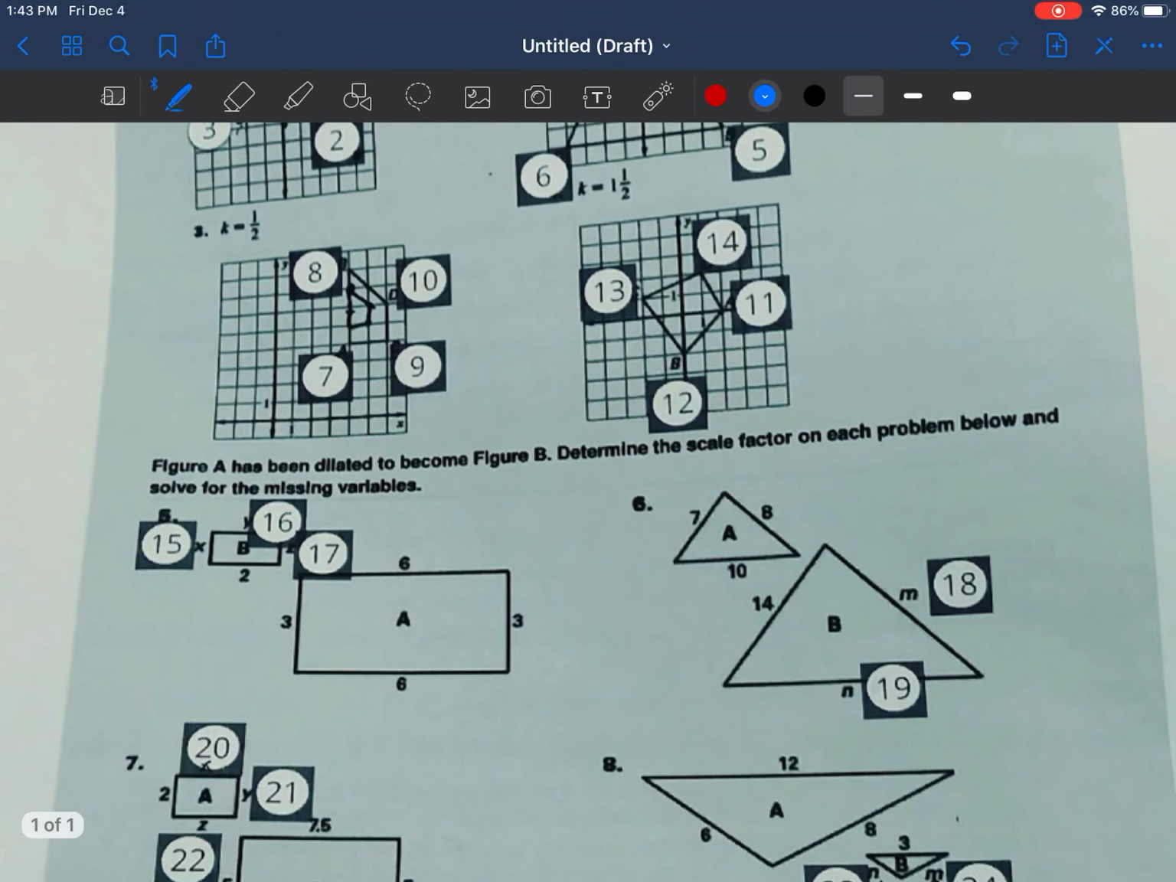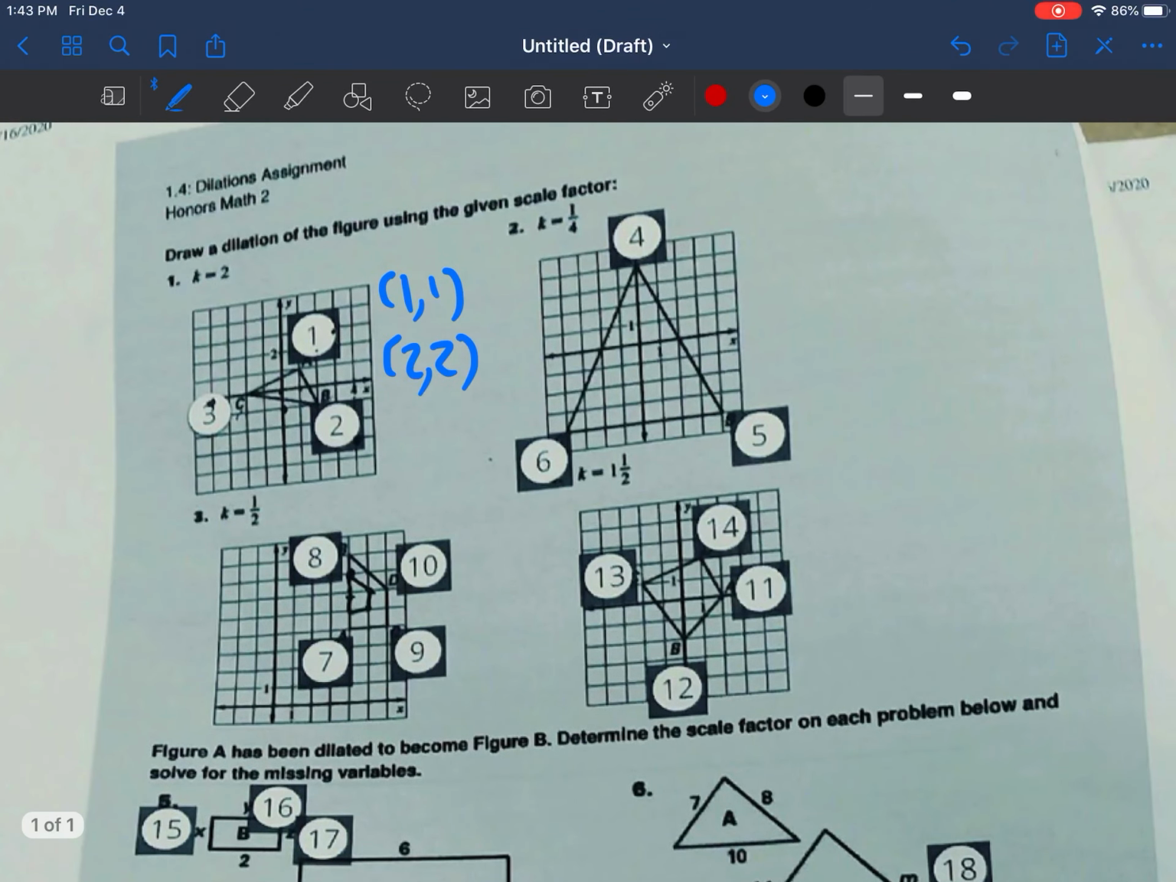Okay. For number 2, you do the same thing, except it's a different point. It's going to be this point right here. I'm going to pull off the coordinates of that point. It's 1, 2. I go down 1, so it's 2, negative 1. I went right 2, down 1. That's going to be 2, negative 1.